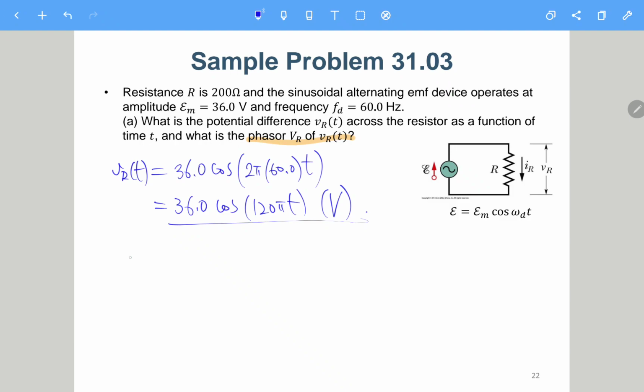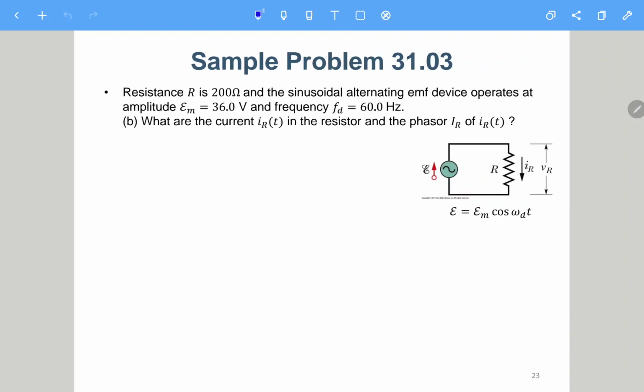That is the answer to the first half. It asks what the phasor is. The phasor is nothing but 36.0 volt. Okay, so it is really easy.